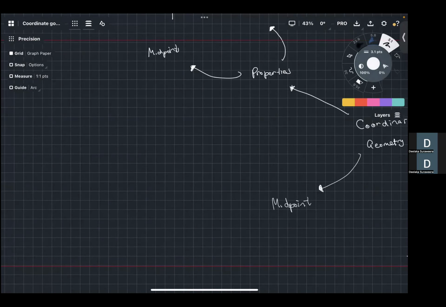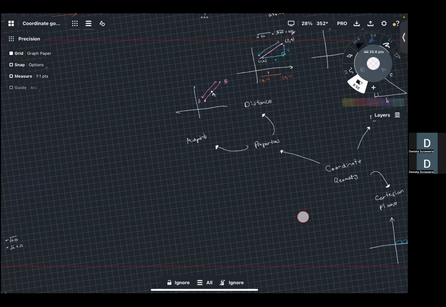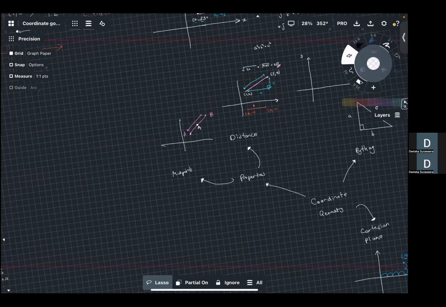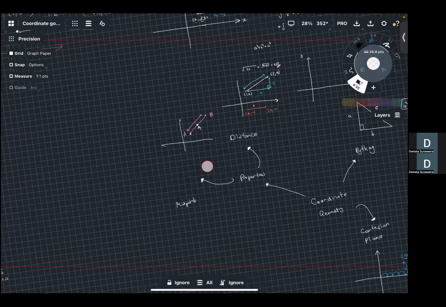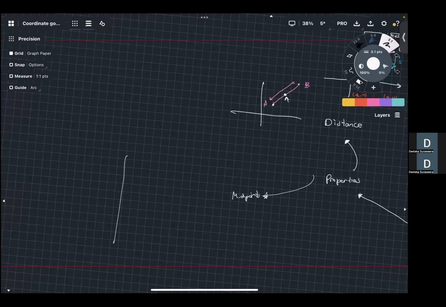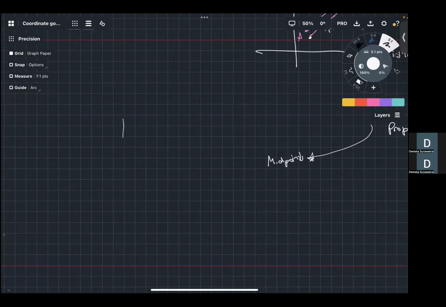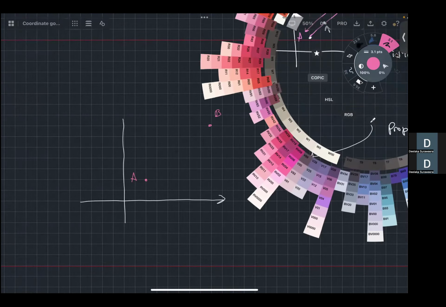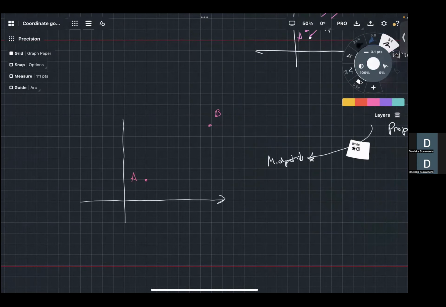Actually, now that we've done distance, midpoint will be easier. Midpoint is a lot easier property compared to distance. I'm not going to tell you the definition. I'm going to give you a definition, and I want you to tell me whether you think it's correct or not. Midpoint is the halfway point between A and B. So it looks something like this.